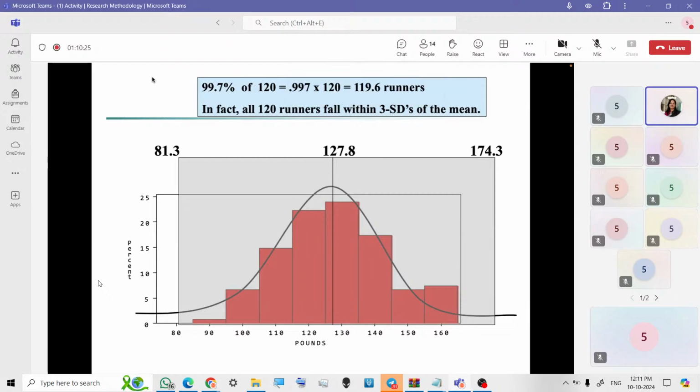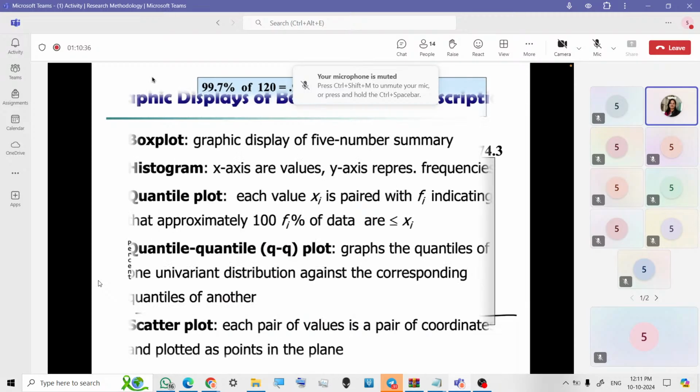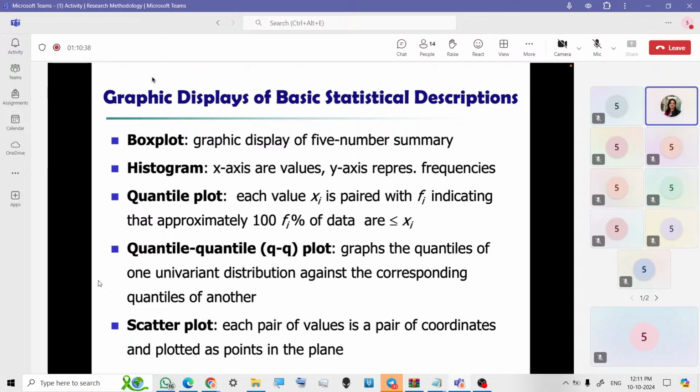So whatever data is available, it should be within three standard deviations from the mean value to be considered a normal distribution. So this is all about the normal distribution.